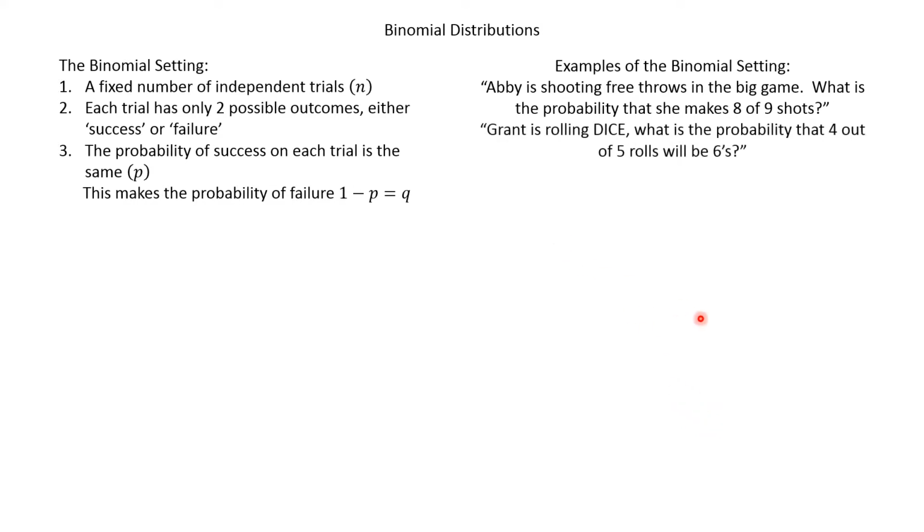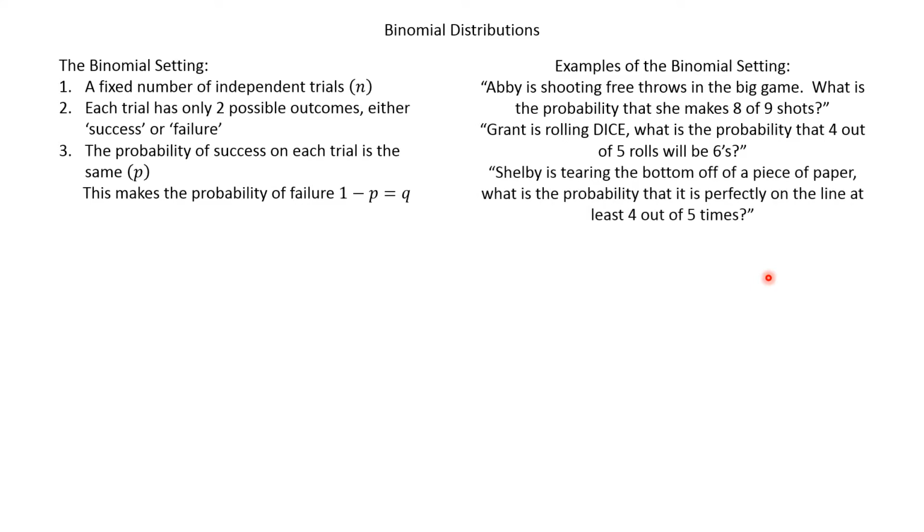Another example, Grant is rolling dice. What is the probability that 4 out of the 5 rolls will be 6s? So he's rolling 5 times. It's a fixed number. Rolling dice, so they're independent. 2 possible outcomes. It's either 6 or it's not a 6. And the probability of getting a 6 is going to be the same each time. So rolling dice, this is going to be a binomial problem.